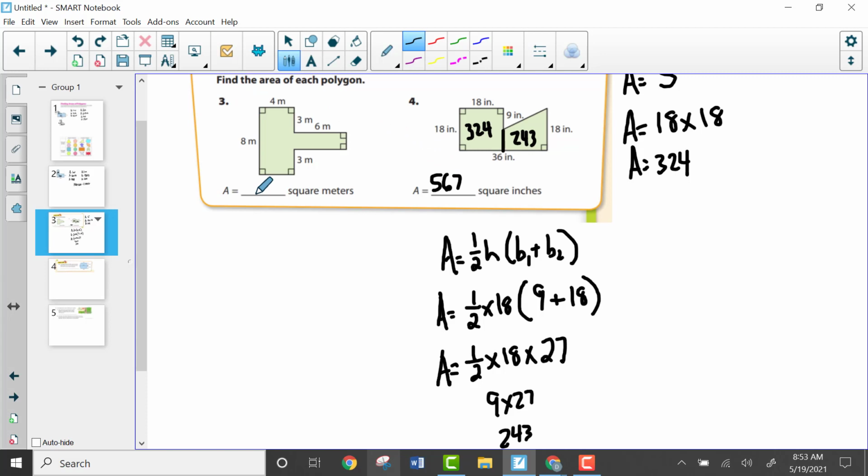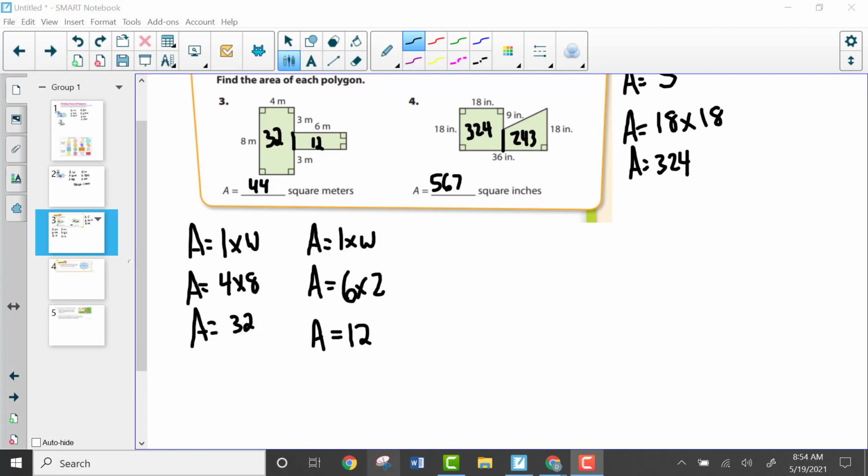Now, what I would like for you to do is to work out number 3 all on your own, and when you press play, I will have the answer for you. So I want you to pause the video now. Okay, so you can see the answer is 44 square meters. You can see how I broke the polygon into 2 simpler shapes, wrote the formula down, plugged in the numbers and worked it out, and got 44 square meters.